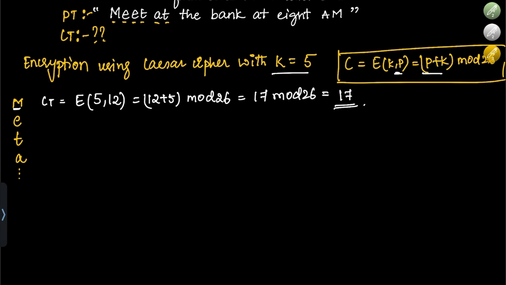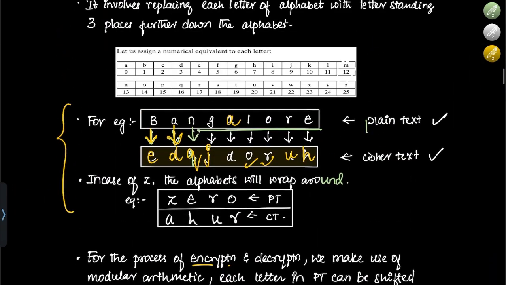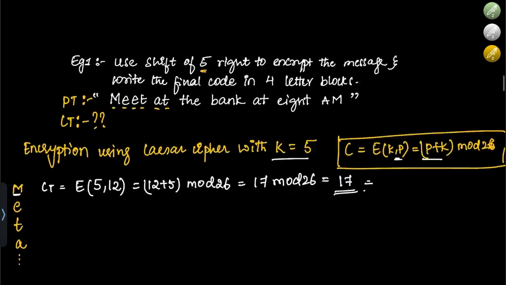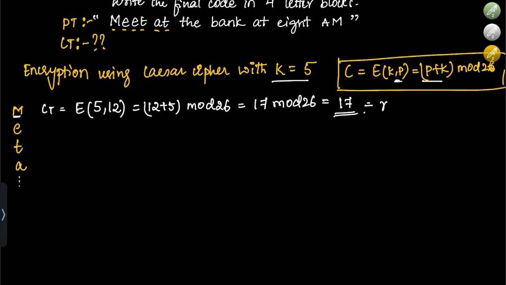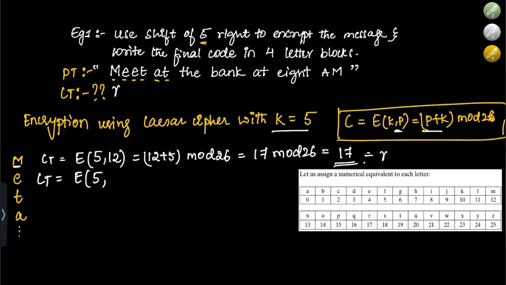So 17 is the number which I have obtained. What is the 17 equivalent? I have R here, right? So 17 equivalent is R. So for M, I'll write R as the cipher text. So let's write for E now. For E, the cipher text would be equal to the encryption function 5 comma E equivalent, which is 4. So P plus K, that is 4 plus 5 is 9 mod 26. 9 is less than 26, so 9 is the answer. And 9 equivalent is J. So I write J here. Again E is there, so again J.